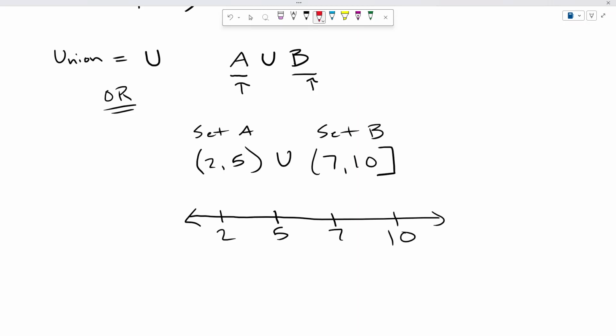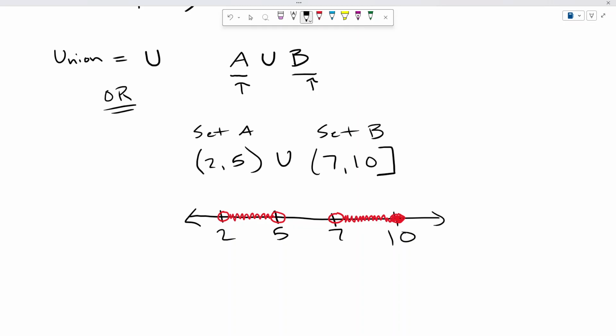All right, so let's start with set A. Let's get that graphed. So we have parentheses on the 2 and the 5, open circles, and then everything in the middle will be shaded. And then for set B, we have an open circle on the 7, and then a closed circle on the 10 because of the bracket. And then again, everything in between is filled in.